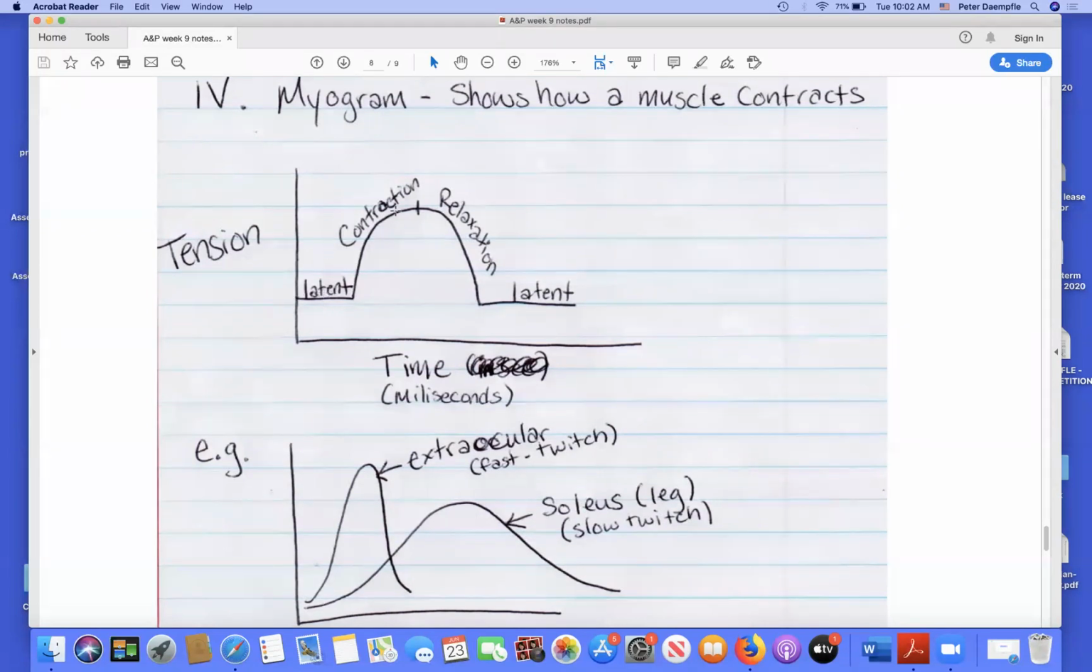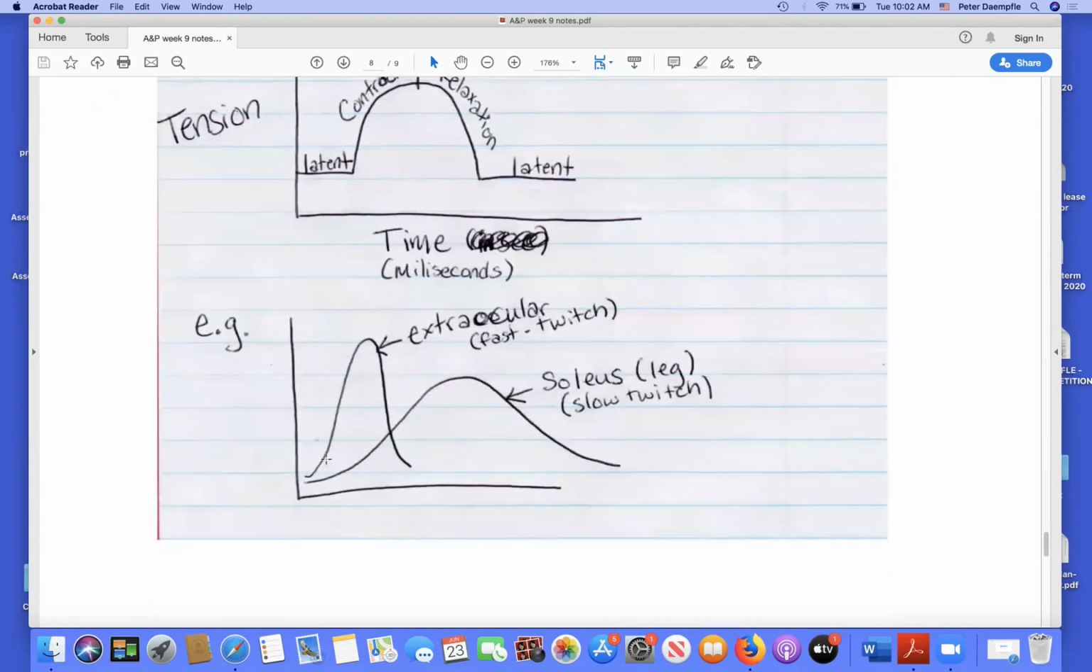There are 4 phases. There's a latent period, and the word latent means nothing's happening. Nothing's happening because it takes time for all these chemicals to move for the muscle to contract. Then there's a contraction, so the tension goes up. There's a relaxation, the tension goes down, and then there's a latent period. Nothing happens. And we say that there are 2 curves, a fast curve and a slow curve.